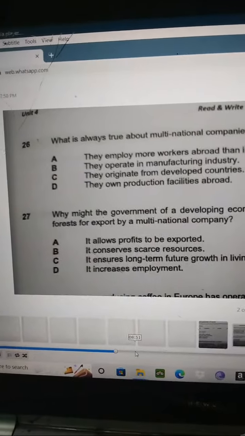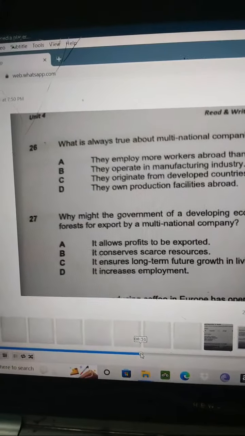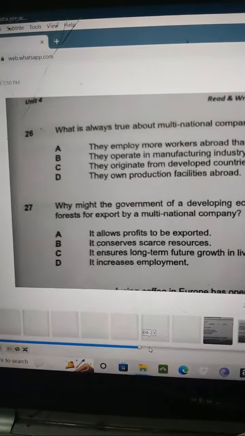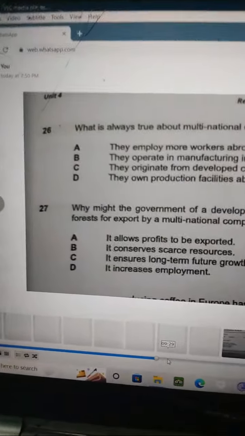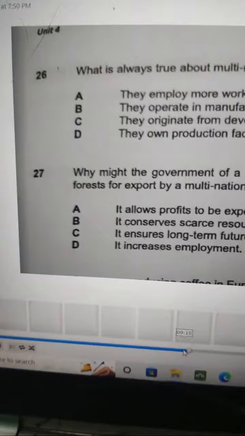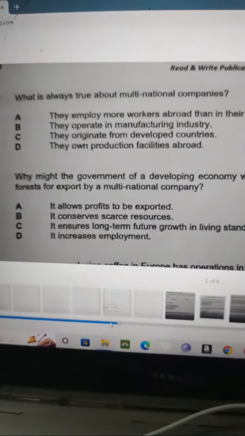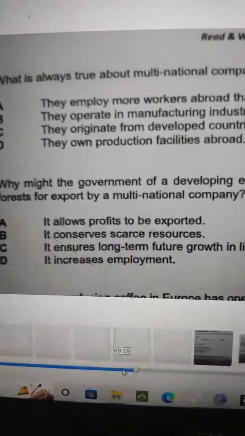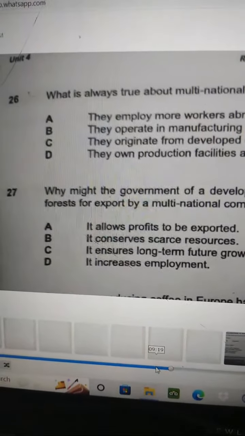This one. You picked. Okay, yeah, Ryan, what is the answer? Limited hardwood forest for export. Viable diet. It allows profits to be exported. That will not be good for the less developing countries. It conserves scarce resources. There is no conservation because they are cutting the trees. It ensures long-term future growth in living standards, and D is it increases employment. What will be your option? A clear option answer is given over here.